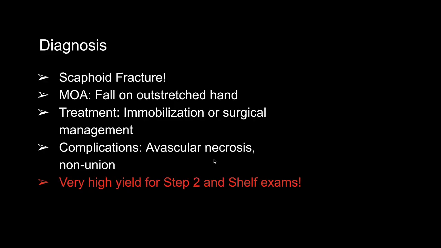So a lot of times when we took our shelves in step 2, they're presenting a scenario where a patient fell on their wrist, they have pain in their hand, and they get an x-ray. A lot of the times if you just see them showing some of those carpal bones, there's a high probability it's probably going to be a scaphoid fracture on your exams.